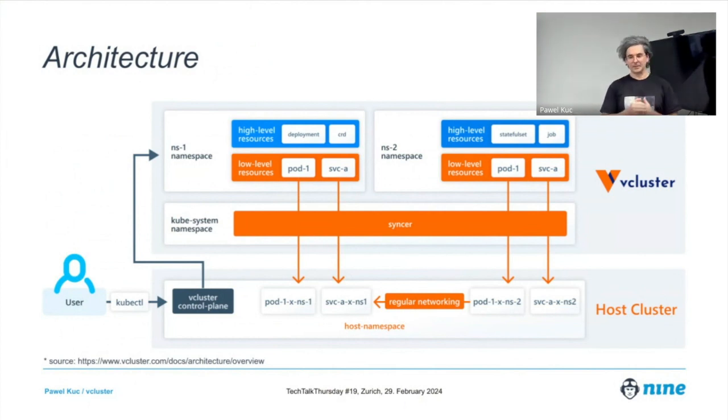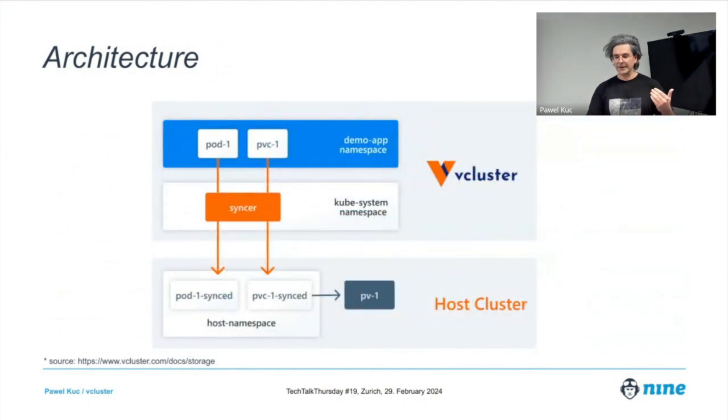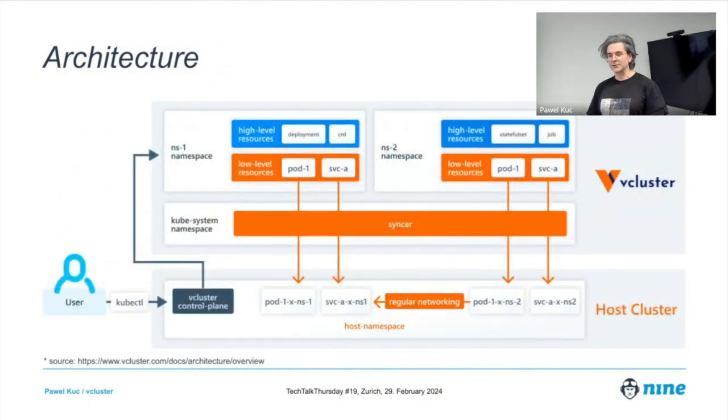And why? What's the benefit of it? We run everything on the host cluster, so we have regular networking. So we reuse the resources we have right now. So vCluster is only the concept, and we use the real power of the host cluster. So the vCluster is as fast as the host cluster itself. That was the simple architecture concept for pods and services only.